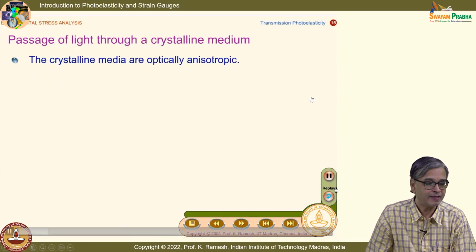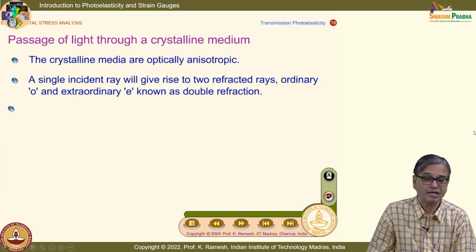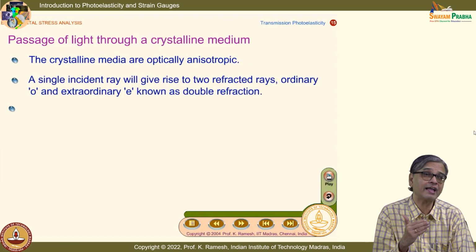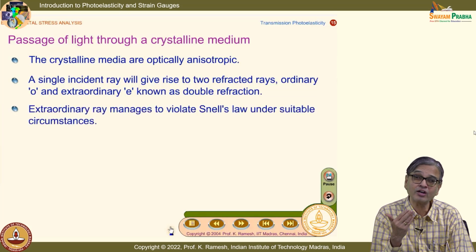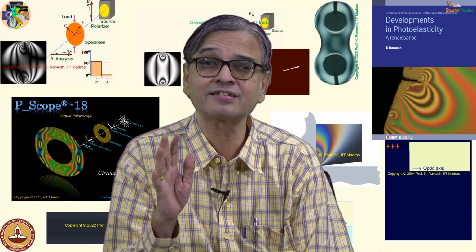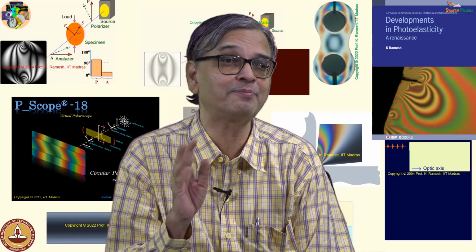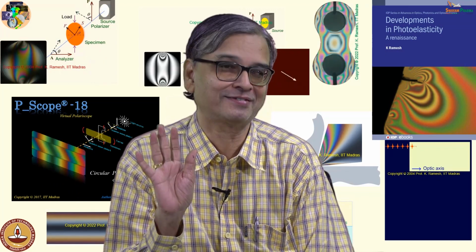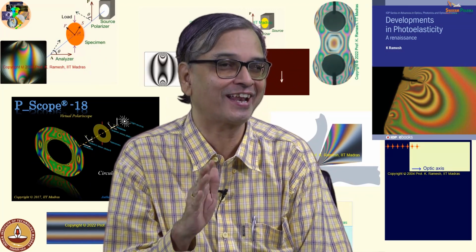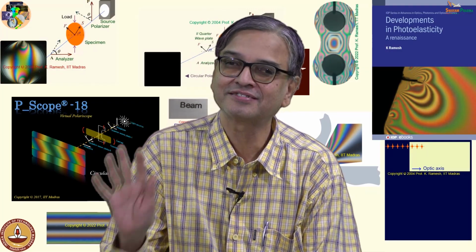So, when I send light through a crystalline medium, instead of one ray, I get two rays. One is an ordinary ray, another is an extraordinary ray. Indians understand what is extraordinary because we have a VIP culture. Whoever violates the law, he is an extraordinary person. So, the extraordinary ray violates Snell's law.